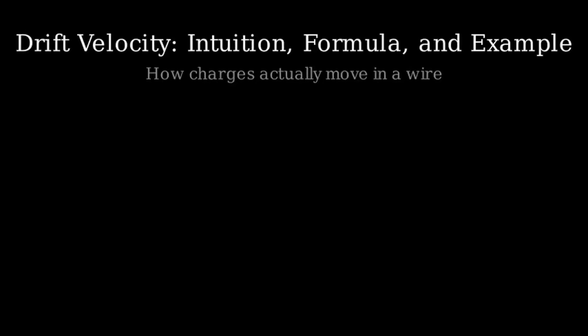In this lesson, we will build a clear, intuitive picture of drift velocity in conductors, and then we will derive and use the key formula, v_d equals I divided by n times q times A. Let us start with a simple circuit fragment.